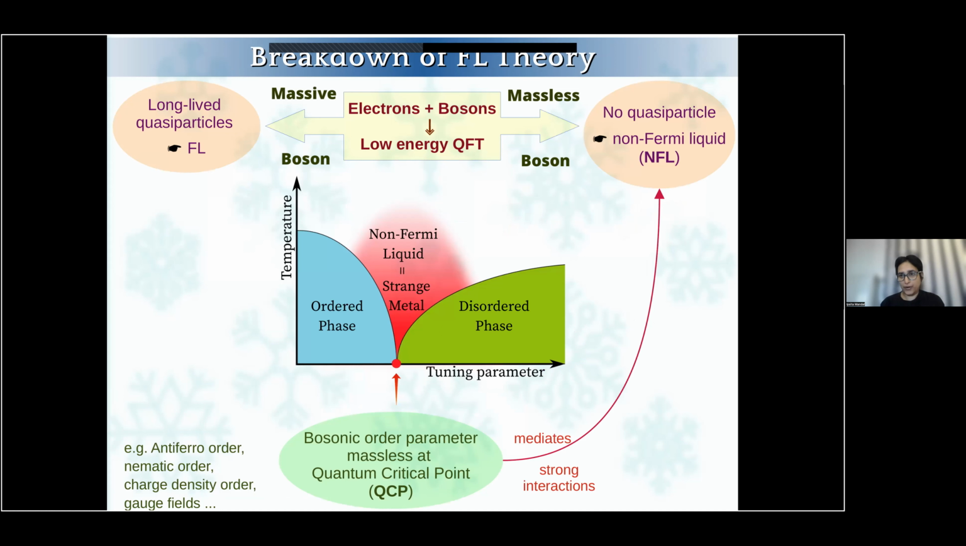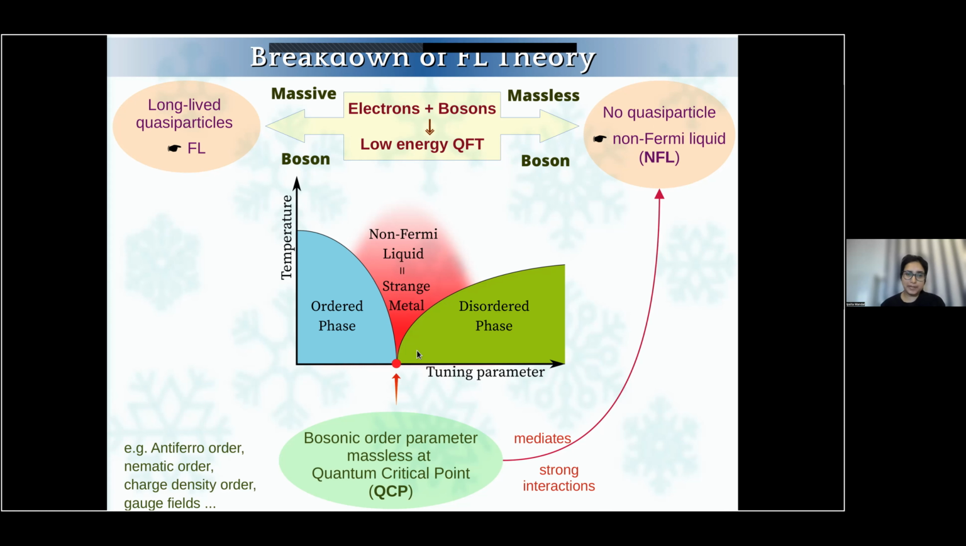Now, this was the nice story of the normal metals, but we are also familiar with systems where this nice Landau Fermi liquid framework breaks down. For example, suppose we are trying to write down the low energy effective field theory for electrons interacting with some emergent bosonic degrees of freedom. If the boson is massive, then we get back this nice Landau Fermi liquid picture where we have long-lived quasi-particles. But in some situations, when the boson becomes massless, it can happen that the quasi-particles get destroyed. And then we generically call these systems non-Fermi liquid systems.